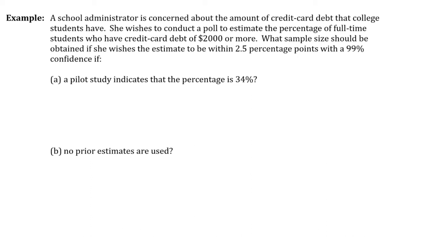First, what we should do is identify the values that are presented. Since it says the pilot study indicates the percentage is 34%, that is going to be our prior estimate, P. We also have our margin of error is 2.5 percentage points. Keep in mind that we need to represent that as a proportion, 0.025. And because we're making a 99% confidence level, that is going to dictate the value for Z star. For a 99% confidence level, that means Z star is 2.58.